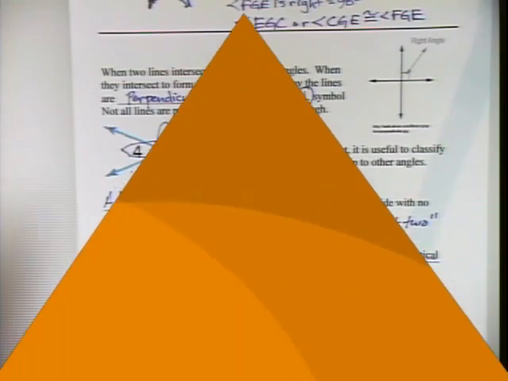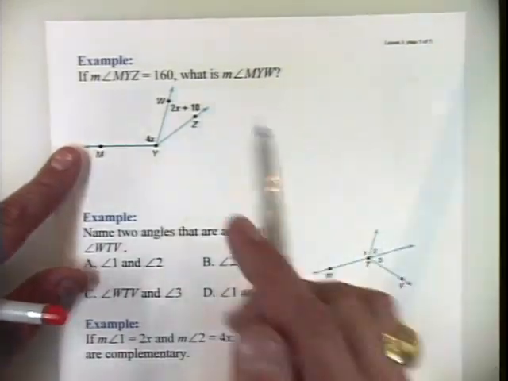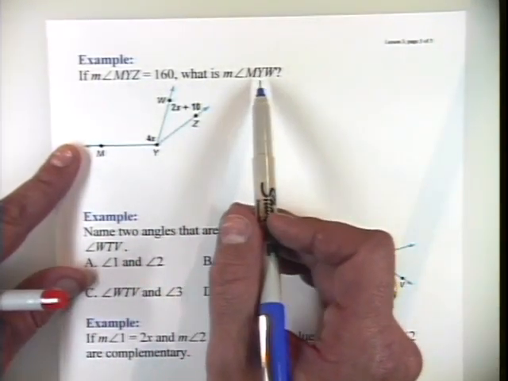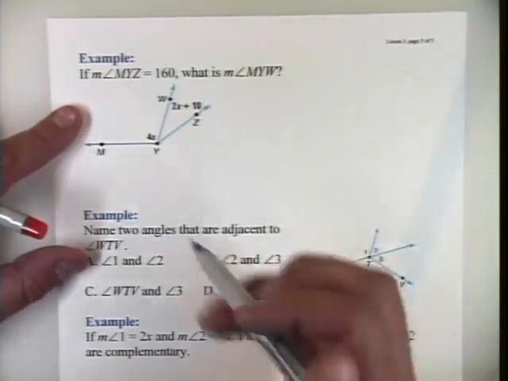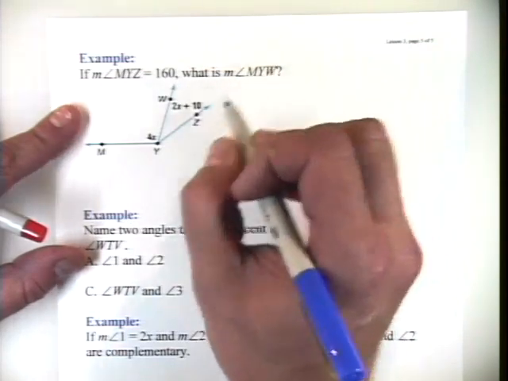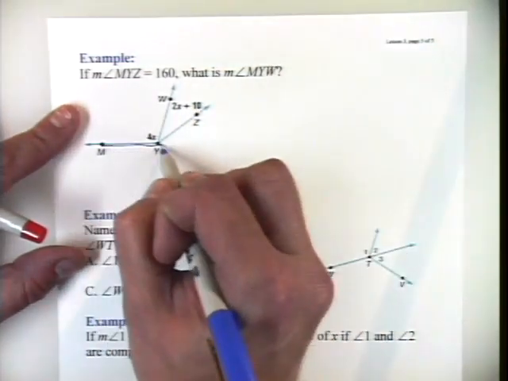All right, we're getting close here. Let's look at this example. If the measure of angle MYZ is 160, what is the measure of MYW? Ooh, let's see. MYZ is 160. MYW is the one we're looking for, so that's this one here.